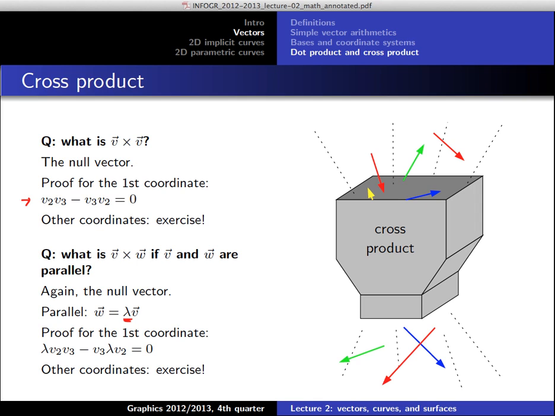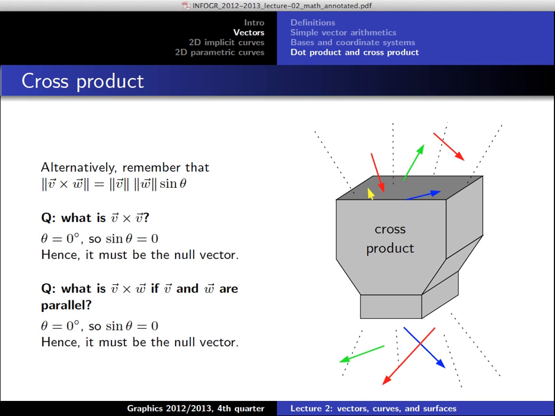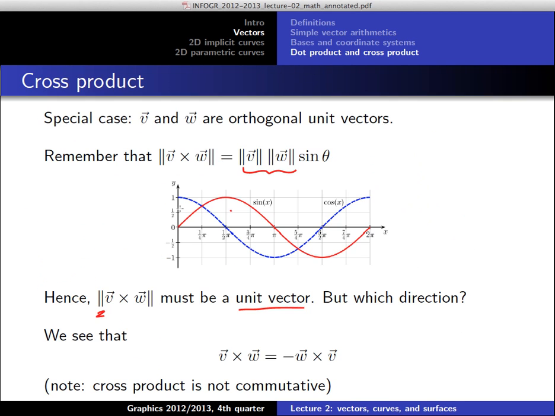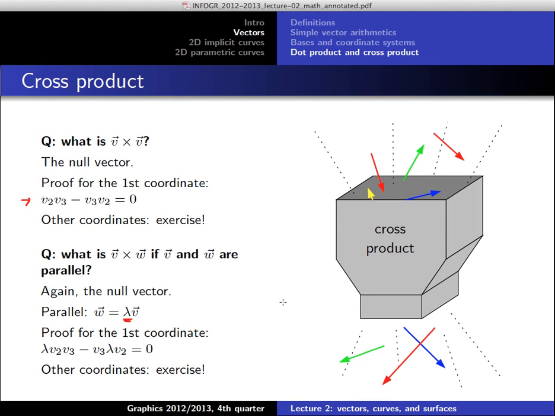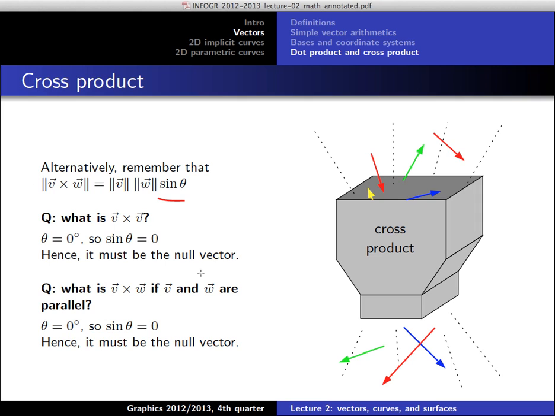In this situation, there would have actually been a second way to prove it very easily, which is remembering this characteristic here. If you remember that, then you know the sine of theta is 0 for these two angles, for the angle 0 and for the angle 180 degrees. And of course, if they are parallel, they're pointing either in the same direction or in the opposite direction, so the angle must be 0 or 180 degrees. If they are identical, the angle is obviously 0, so this length must also be 0, and we defined the null vector as the vector with the length 0.